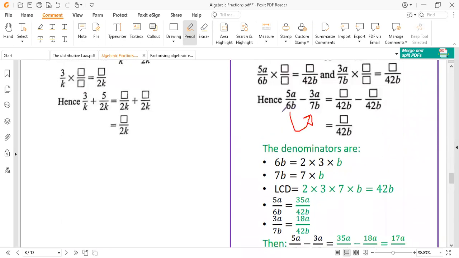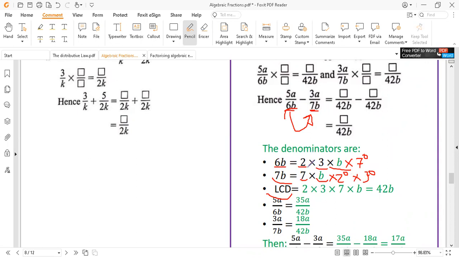For example, here we have to subtract two algebraic fractions. So we have 6b and 7b as denominators. So 6b is 2 by 3 by b, and 7b is 7 by b. For the LCD, it is clear that we don't have a 7 in the first denominator, so it is 7 power 0. And in the second denominator, we don't have a 2 or a 3, so 2 power 0 and 3 power 0. We search for the lowest common denominator, so normally we care about the highest exponents.